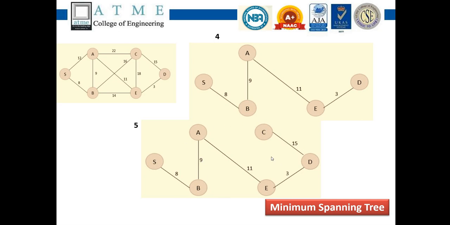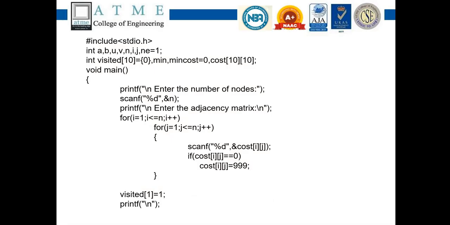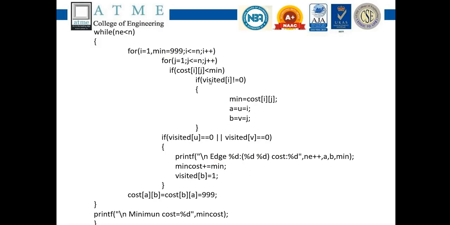Initially, this has all been initialized to 999. We'll check whether 9 is less than 999. If it is true, and A has not been visited, then we will select this edge. The same condition is specified here. If it is not visited and the cost is less than minimum, then we will assign that as minimum. Then we will assign U to the A node, B to the V node, and select that particular edge.